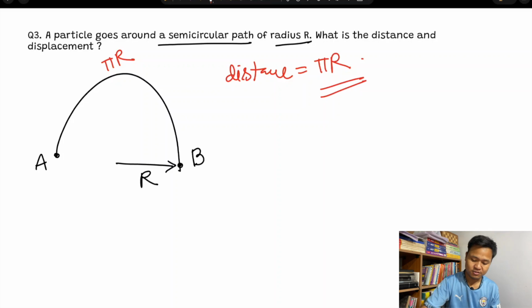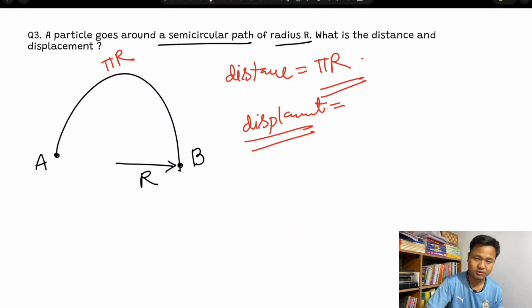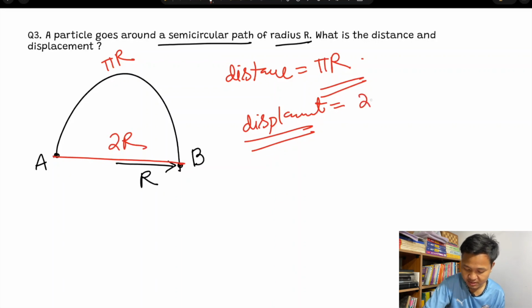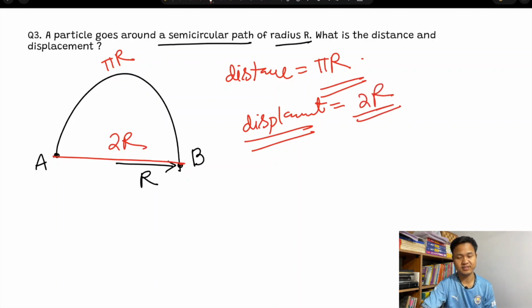Now displacement. So displacement is what? You have to join the initial and the final point with a straight line. If you join A to B with a straight line, how much will you get? This is nothing but the diameter, 2r. Okay, so displacement is 2r. So we have done 3 questions on distance and displacement. I think you get the idea of the concept. Distance is the total path, and displacement is where you join the initial and the final point with a straight line.